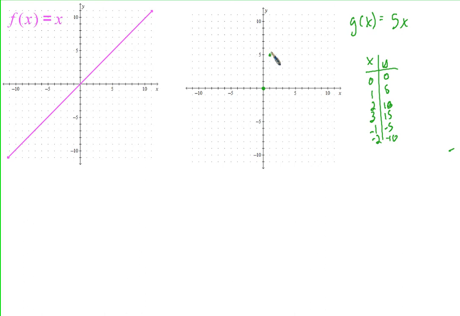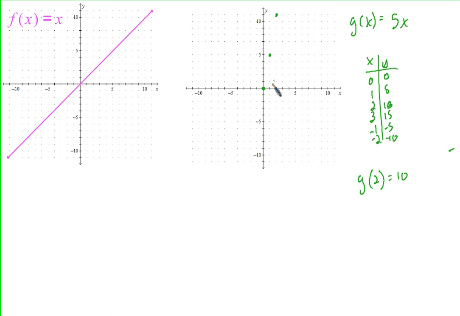By the way, just to reiterate what we did on the last page, the value of the function at this point is 5. When I put in 1, the value of the function is 5. The value of the function is the output. Let's review that. What is g of 2? What do I get when I plug 2 into g of x? It's 10. g of 2 is 10. So there we go.